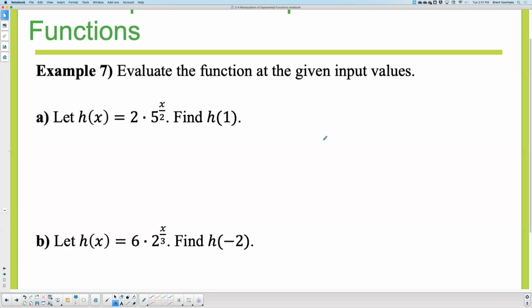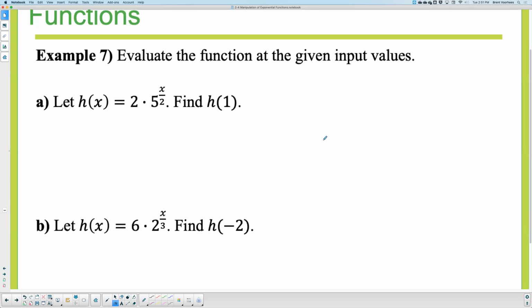All right, let's finish up with example 7 here. Finding the values at particular points. I want to make sure you haven't gotten so far that you forgot: what do I do if I just have a value to plug in? What would I do if it says h of 1? You substitute 1 in. So it'd be 2 times 5 to the 1/2.